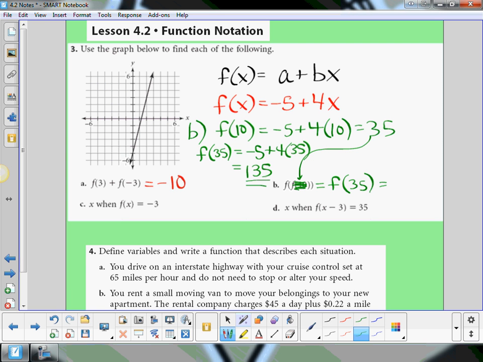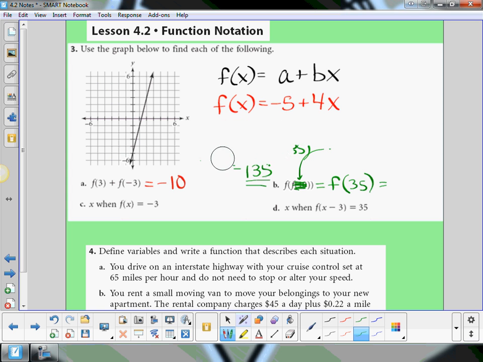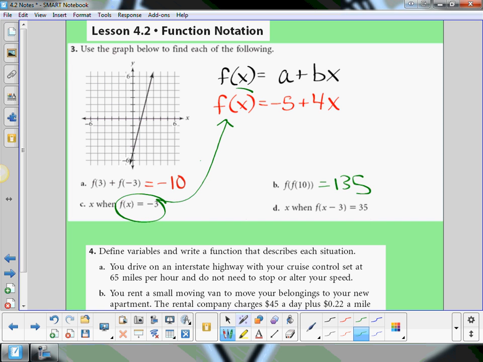You evaluate f of 10, get that answer, and evaluate f of that number. Part C. Find x when you know the answer for f of x. So this is a little bit different. They're telling you the y value. So you take this entire thing and you replace it with -3.